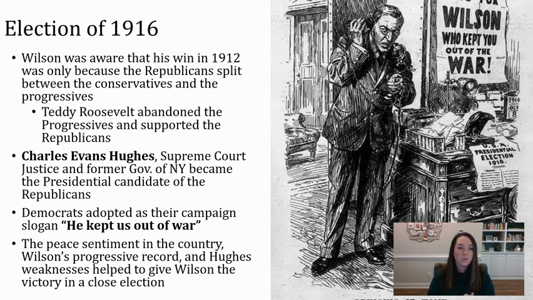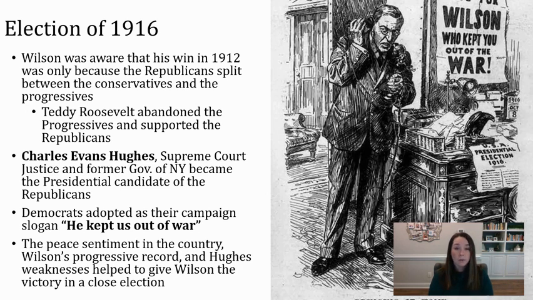So the war's going on in Europe. Re-election for Wilson is coming up. He knows that the only reason he won in 1912 was because the Republicans split the ticket between the progressives and the conservatives. And so he knows that he needs to do something different in order to defeat the Republican Party.